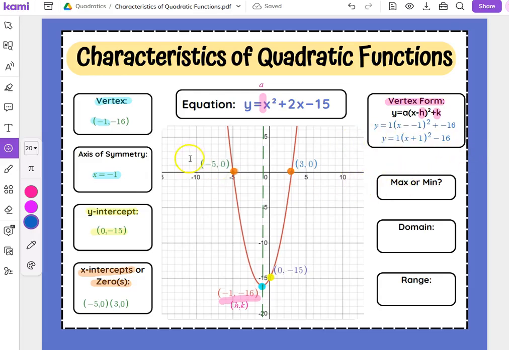That gives us a little bit cleaner version of our vertex form. But we didn't have to do any work. All we did was take the vertex and put it in. So our vertex was here at -1, -16, and then a was that number in front of x squared.